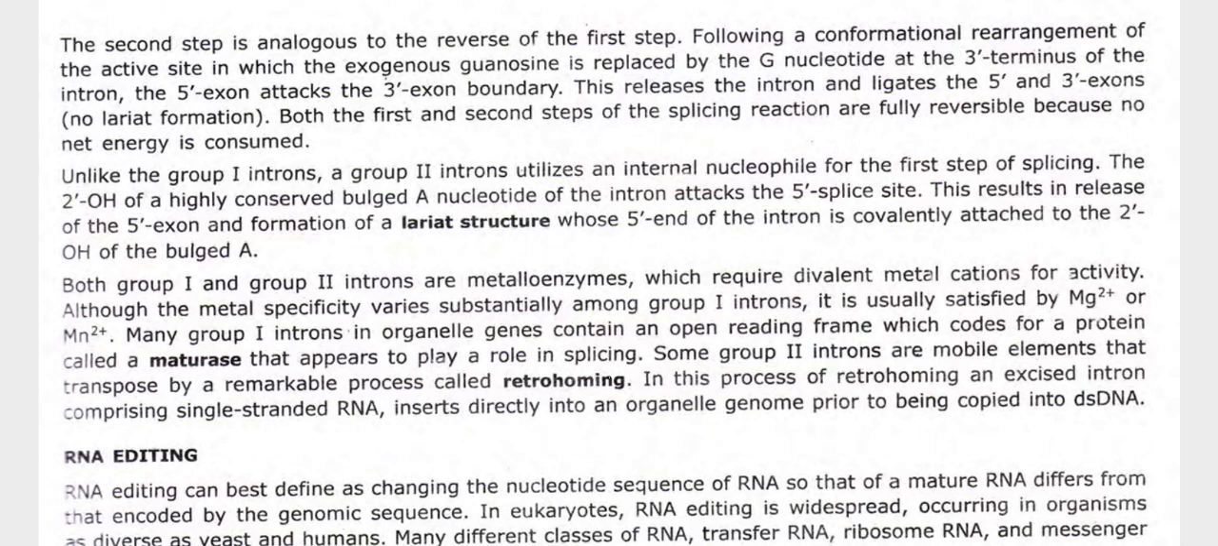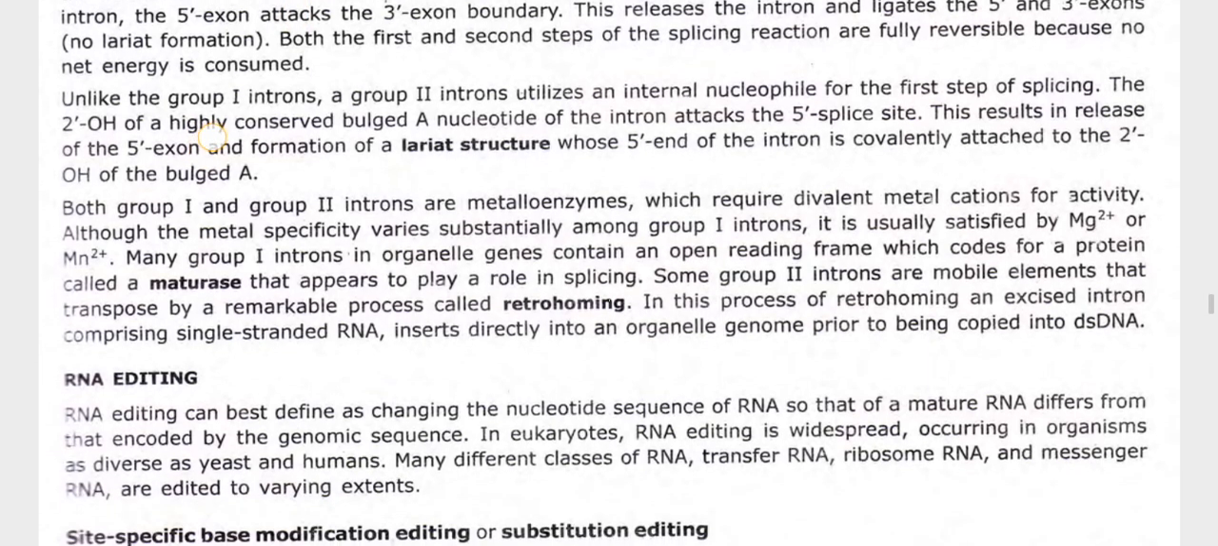Unlike the group 1 introns, a group 2 intron utilizes an internal nucleophile for the first step of splicing. The 2' OH of a highly conserved bulged nucleotide of the intron attacks the 5' splice site. This results in release of the 5' exon and formation of a lariat structure whose 5' end of the intron is covalently attached to the 2' OH of the bulged nucleotide.